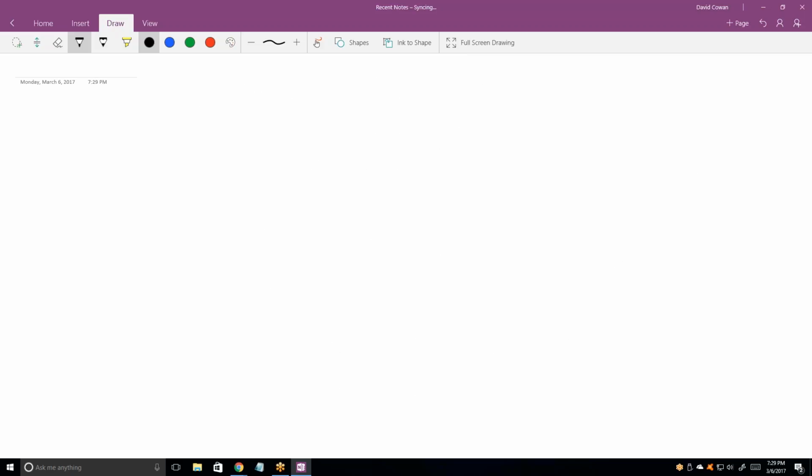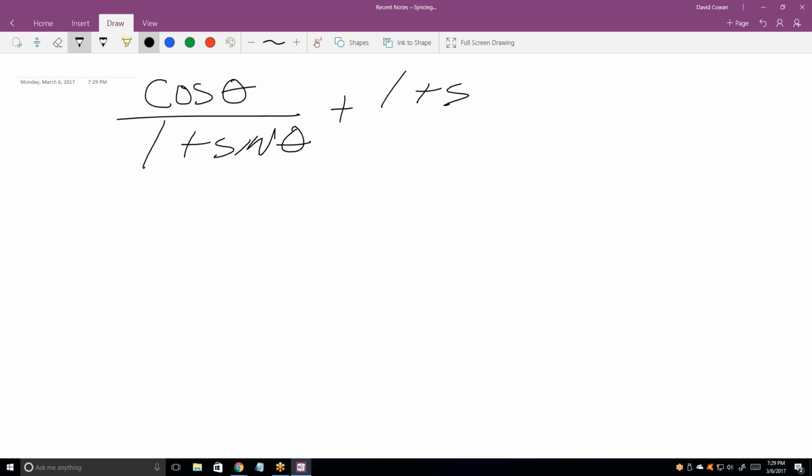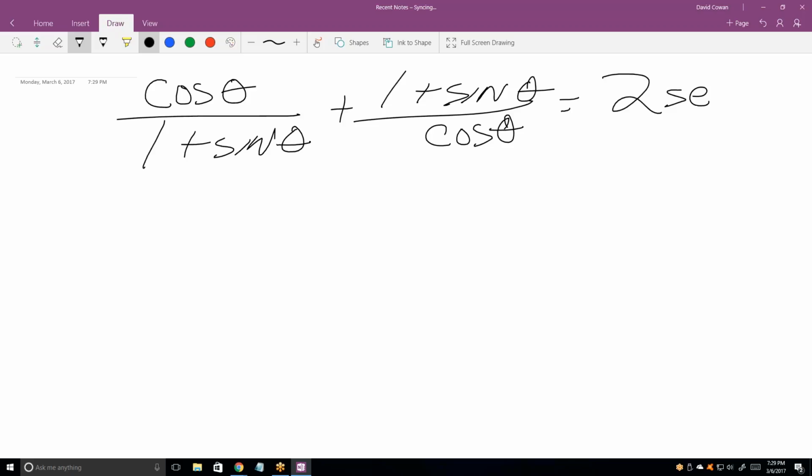Okay, what else? Cosine of theta over 1 plus sine, plus 1 plus sine over cosine, equals 2 times secant of theta.